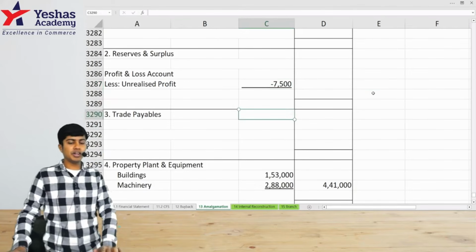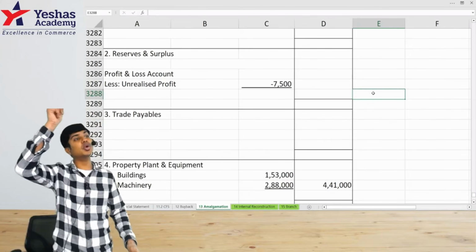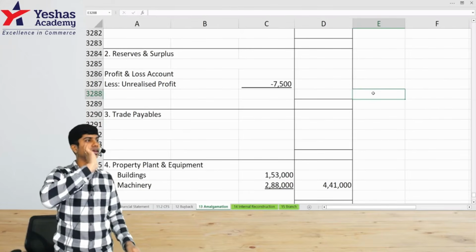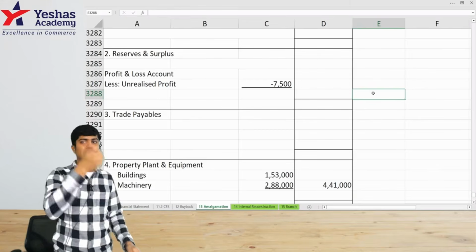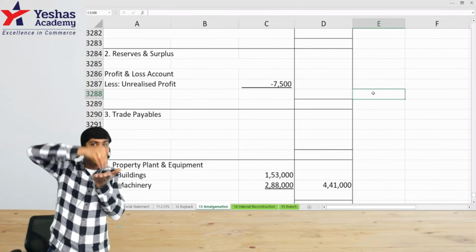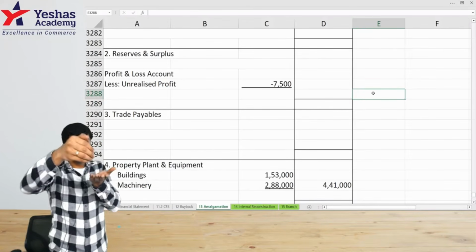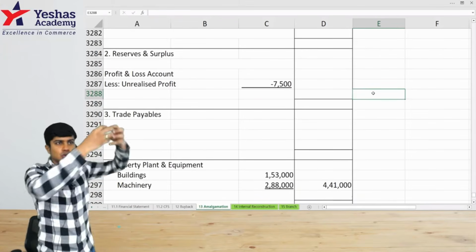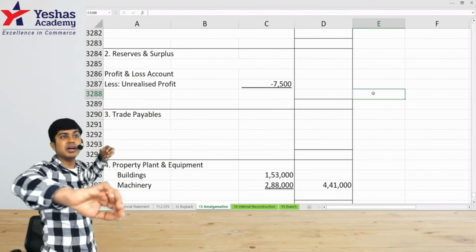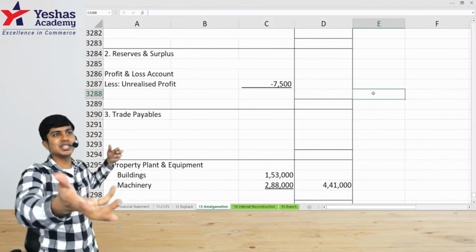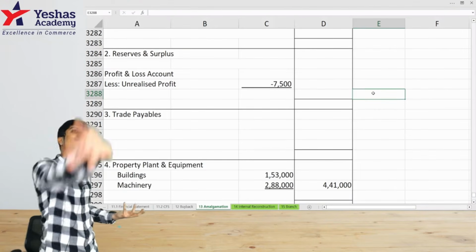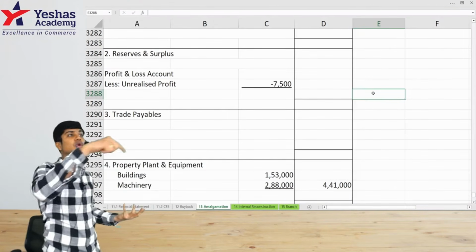Till now, majority of the questions that we did, it used to get adjusted with goodwill. But here it is not. You understand the reason? Number one, it is sold by big company to small. If the small company, the transferor, had sold to the transferee, you are supposed to eliminate it from the transferor's profit. But transferor's profit, why will we take? That would have again gone to their shareholders. So we'll write goodwill to stock.